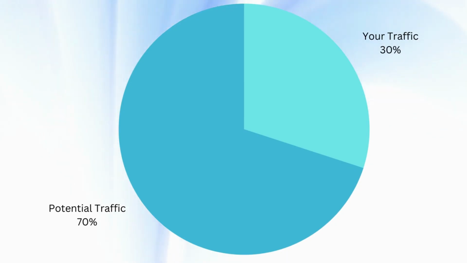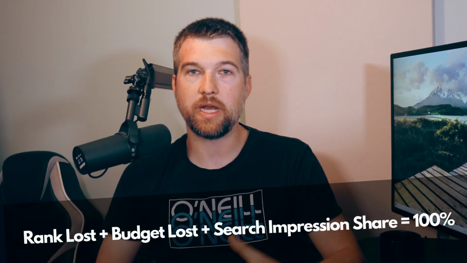Before I go further, I should probably just tell you what search impression share is. Essentially, search impression share is the amount of potential traffic you could receive. So if you have 30% search impression share, then you are only getting 30% of the potential traffic. Search impression share combined with rank and budget should all equal 100%.